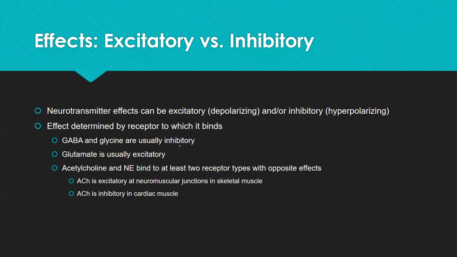GABA and glycine are inhibitory. Glutamate is usually excitatory. Acetylcholine and norepinephrine could be both, right? So a lot of these could be either or. It depends on the receptor that they're binding to. We see that more in the autonomic nervous system. Acetylcholine is excitatory at your skeletal muscles, but it's inhibitory in cardiac muscle, right? So it's going to depend on the receptor type that it binds to.